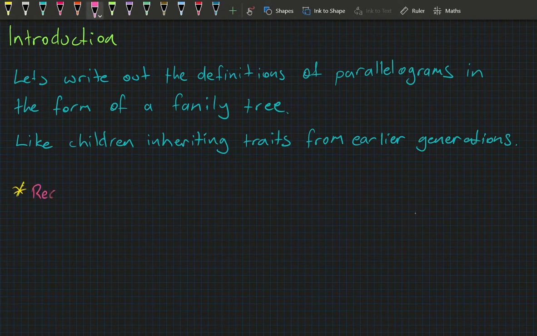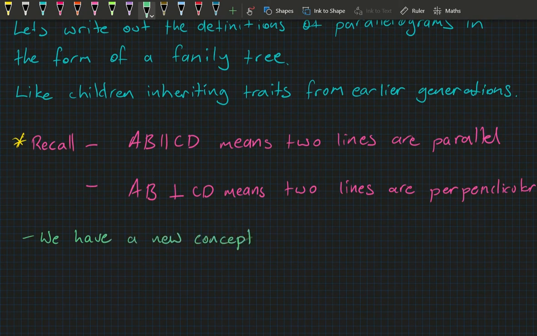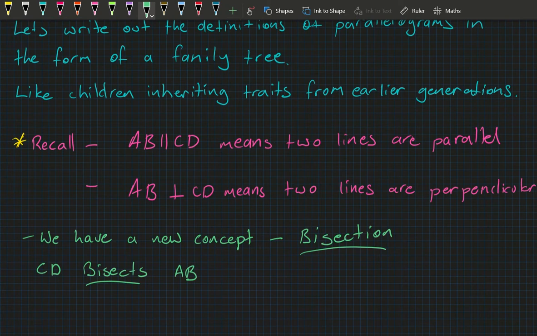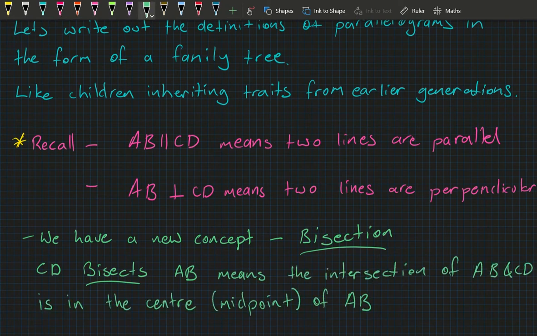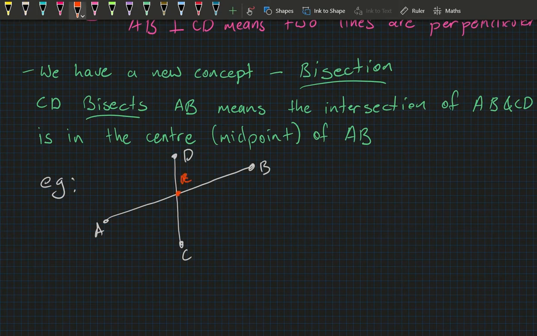But before we do this, let's recall that we've defined how we note two lines are parallel and how we note if two lines are perpendicular. We now have a new concept to add called bisection. Now we say that CD bisects AB if the intersection of the two lines splits AB perfectly in half. So for example, in this diagram of these two lines intersecting, if we mark in the point R, then AR is equal to RB if CD bisects AB.